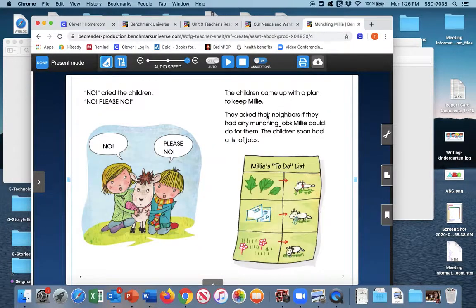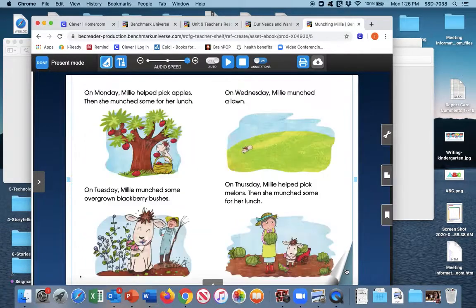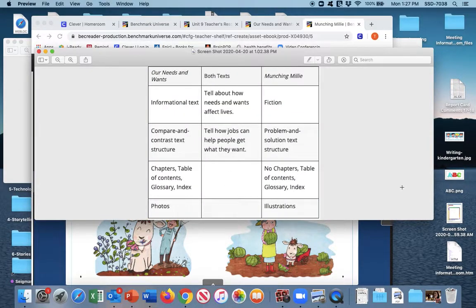In Munching Millie, we see illustrations. Throughout this story, each of the pages has illustrations, not real photos, and that goes in line with fiction. So over here on the chart, down at the bottom, we have real photos for our needs and wants, and we have illustrations under Munching Millie.